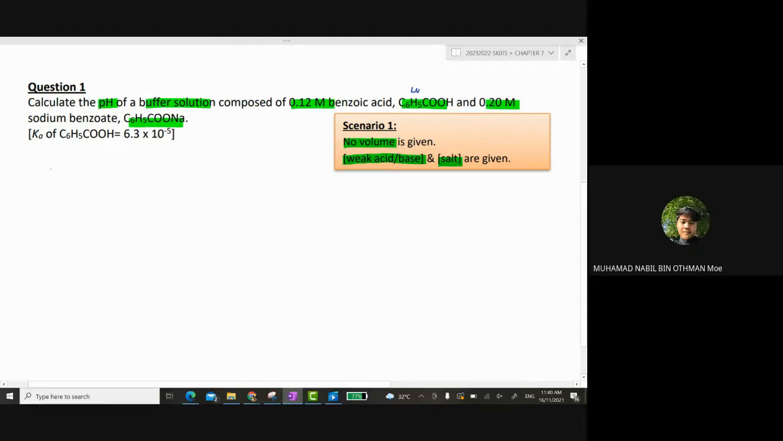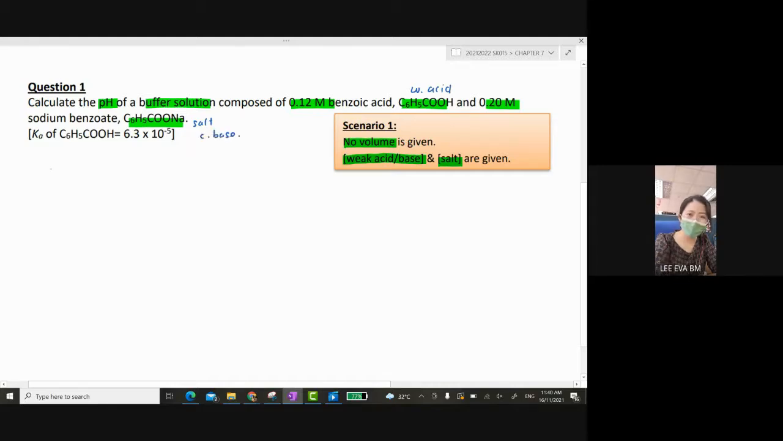C6H5COOH, benzoic acid. So you're containing a weak acid and the salt that contains its conjugate base. Right? So you have to identify it first. It is an acidic buffer. If you're afraid you'll forget, you can write down acidic buffer. When you have written that, you can come up with your specific Henderson-Hasselbalch equation.